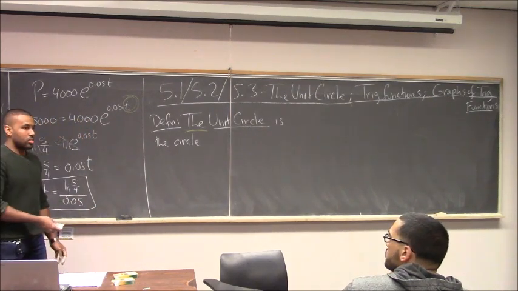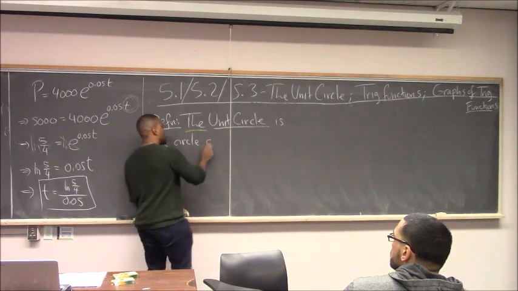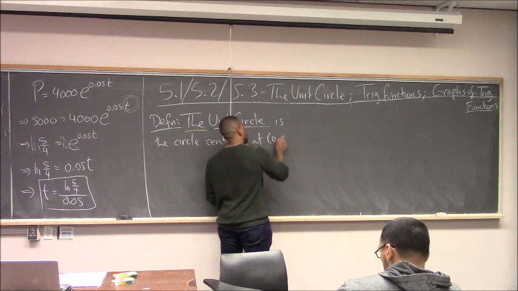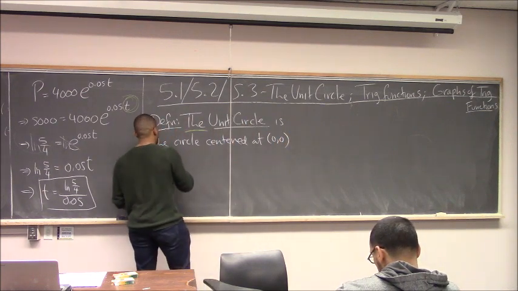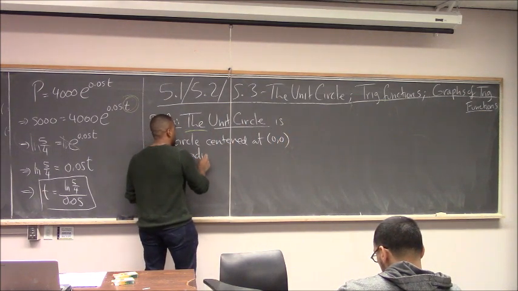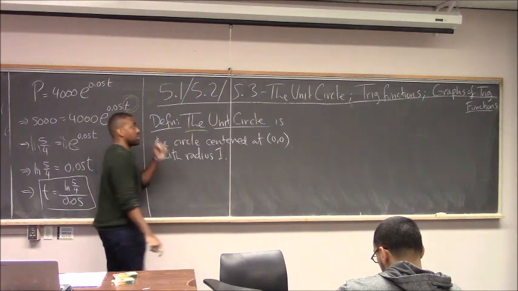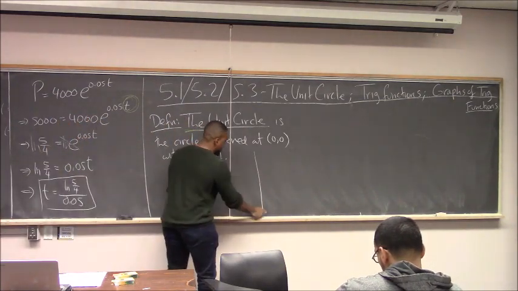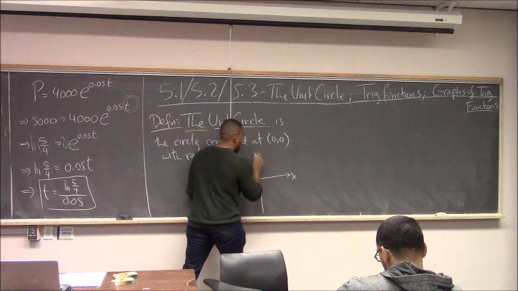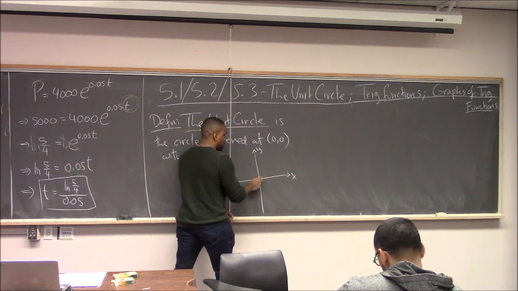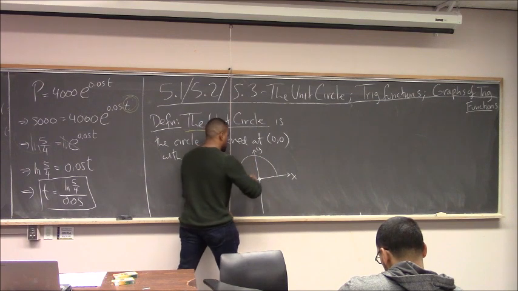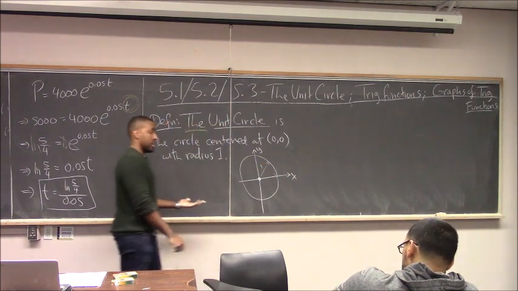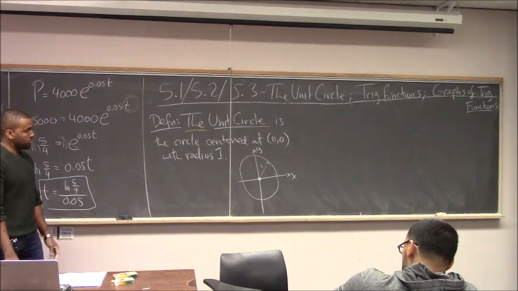So the circle around the origin. Circle centered at the origin, with radius 1. So when someone says the unit circle, that's what they're talking about, right? So it's the circle on the XY plane whose center is the origin, and the radius is 1. That circle is the unit circle.